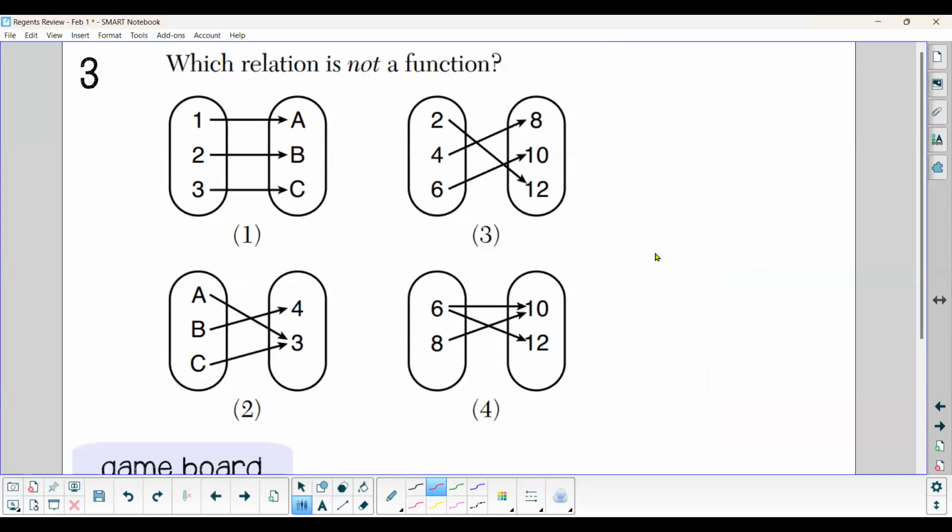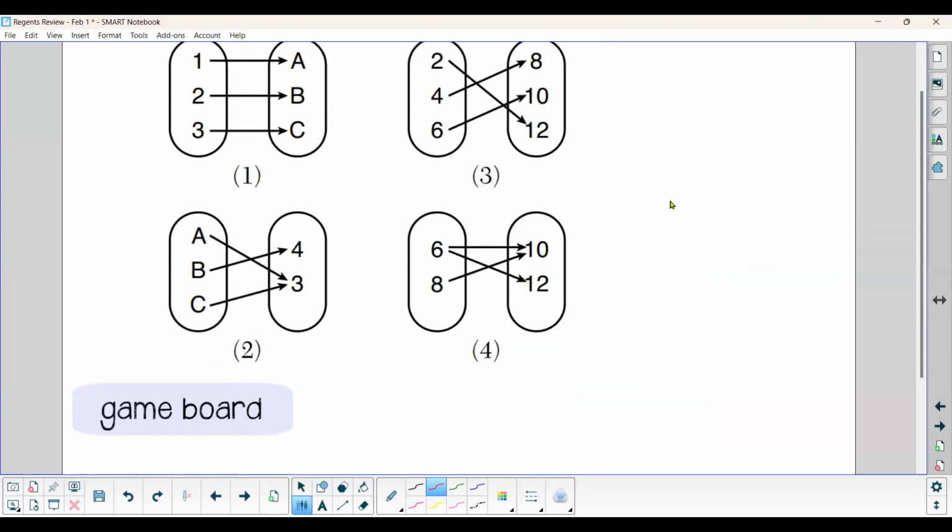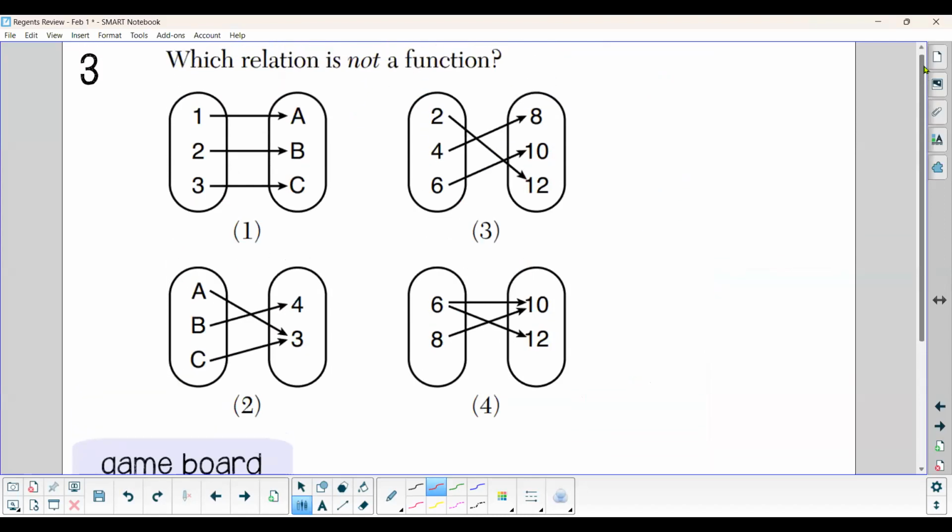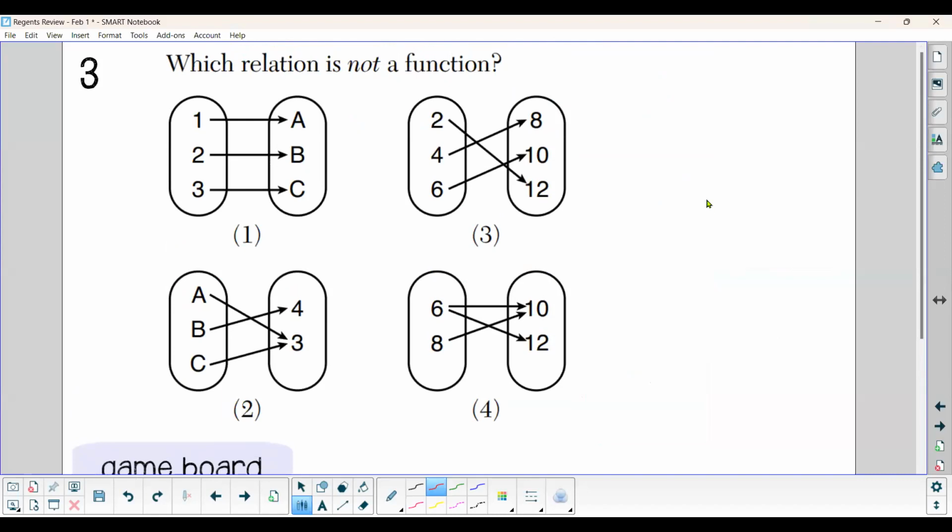Here we go. Ooh, this is a fast one. I know you guys are going to be chatting me fast. Which relation is not a function? Thank you, Ariana, Gabby, Leslie, Caesar, Tiffany. I see your responses. I'll wait 5 more seconds. Thank you, Isabella. Thank you, Daniela.